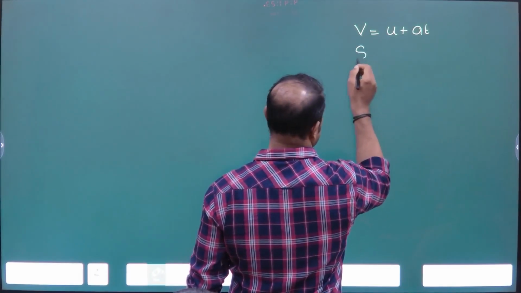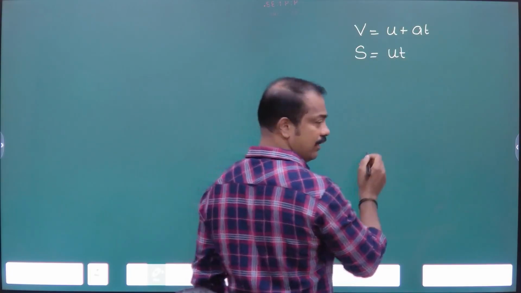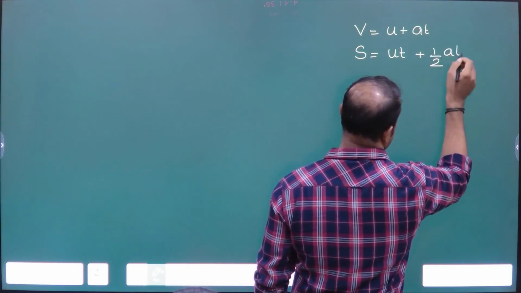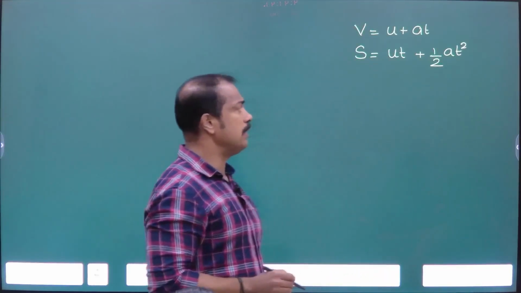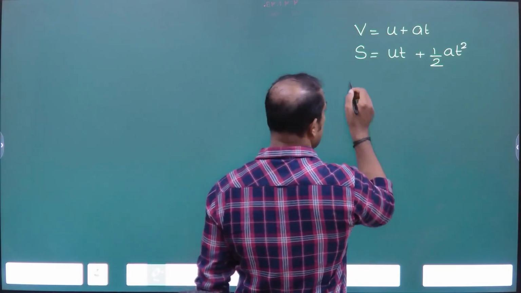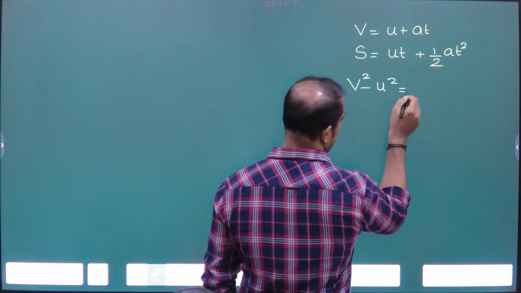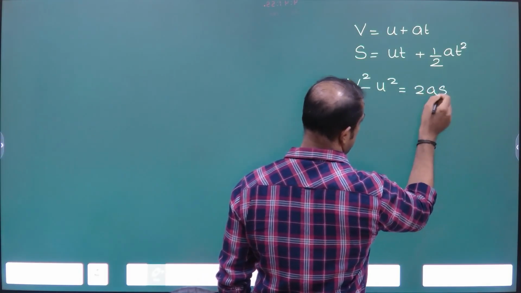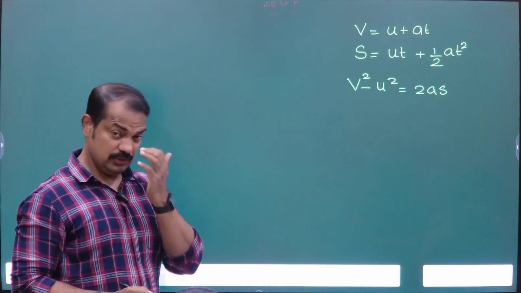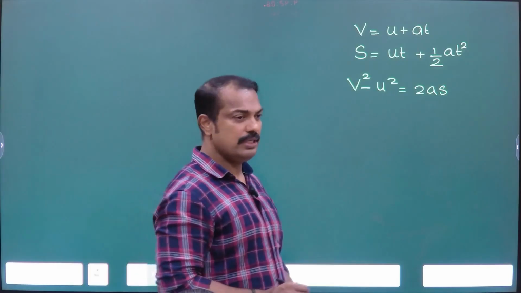Second equation of motion, S is equal to ut plus half a t square. Third equation of motion, v square minus u square equals 2as. And in all these cases the acceleration is uniform.